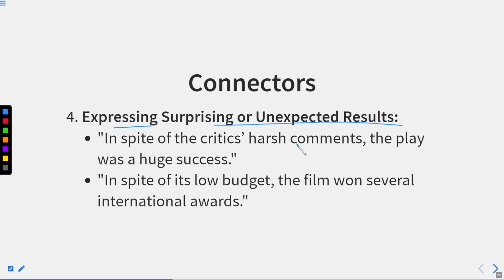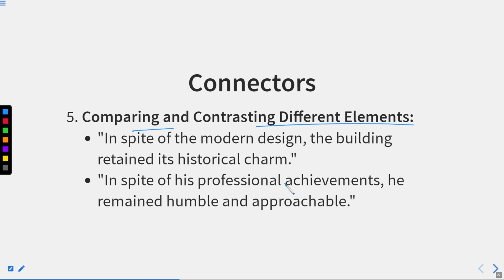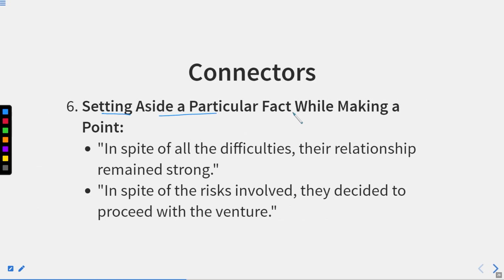Expressing surprising or unexpected results. In spite of the critics' harsh comments, the play was a huge success. In spite of its low budget, the film won several international awards. Comparing and contrasting different elements: in spite of modern design, the building retained its historical charm. In spite of his professional achievements, he remained humble and approachable. Setting aside a particular fact while making a point: in spite of all the difficulties, their relationship remained strong. In spite of the risks involved, they decided to proceed with the venture.